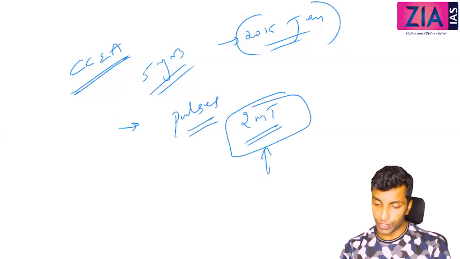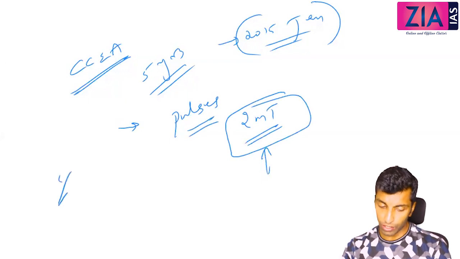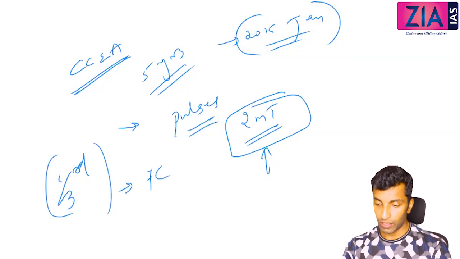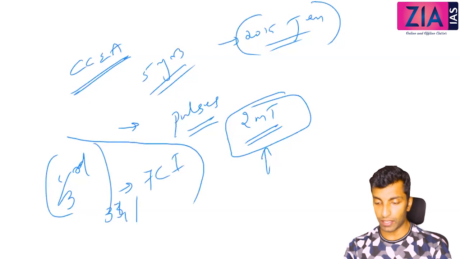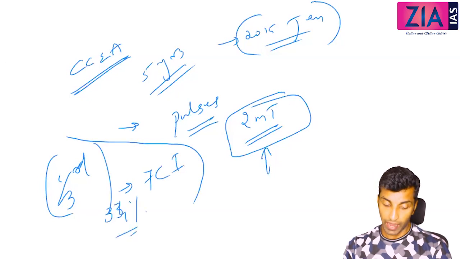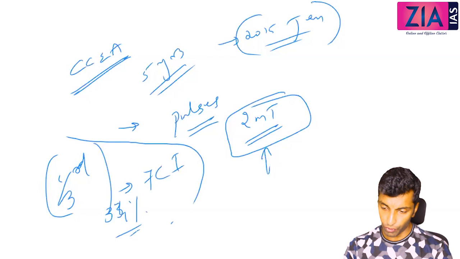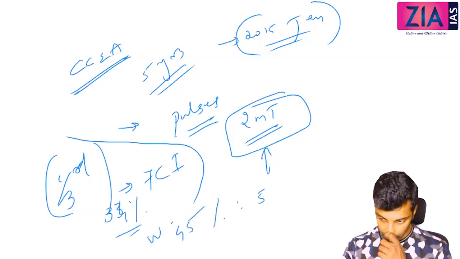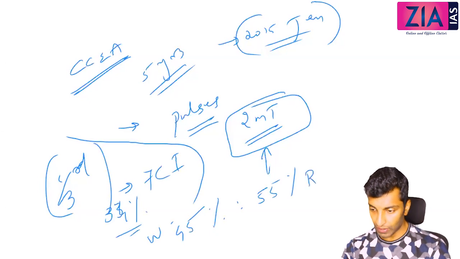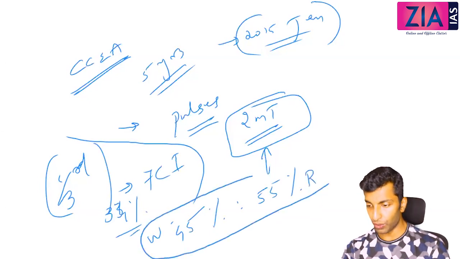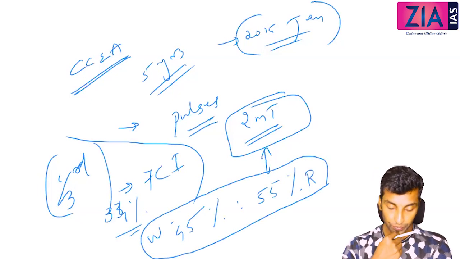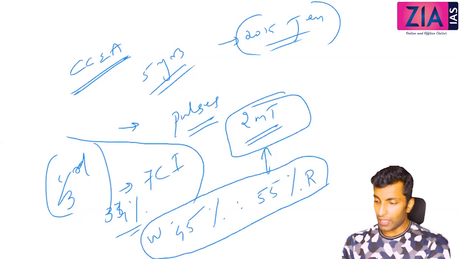Now the current ratio: almost 1/3 of the wheat and rice is procured by FCI only, that means 33.3% or 34%. And what is the ratio? The current ratio I'll give you: 45% is wheat and 55% is rice. So just note down this ratio also, 55% rice and 45% wheat. So that's about buffer stock.